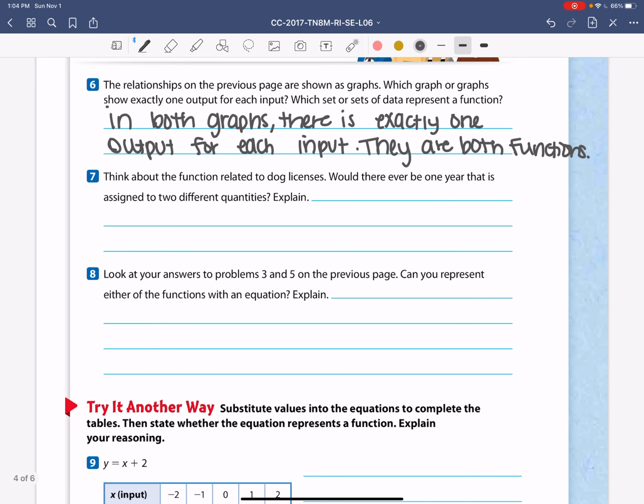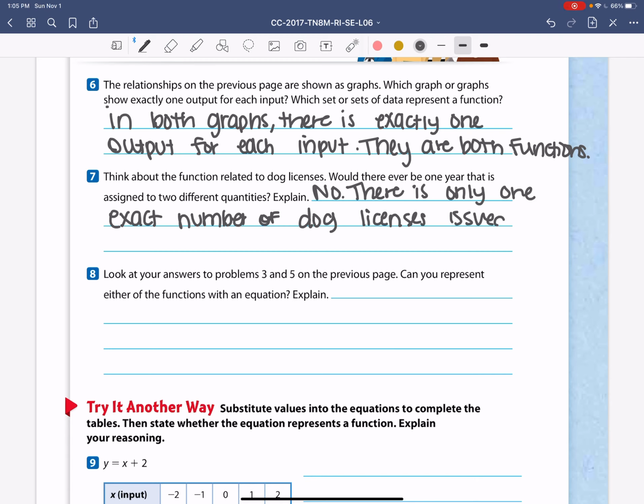Think about the function related to dog licenses. Would there ever be 1 year that is assigned to 2 different quantities? And explain. So the answer here is no. There is only one exact number of dog licenses issued in any year. It is not possible to have 2 different quantities.